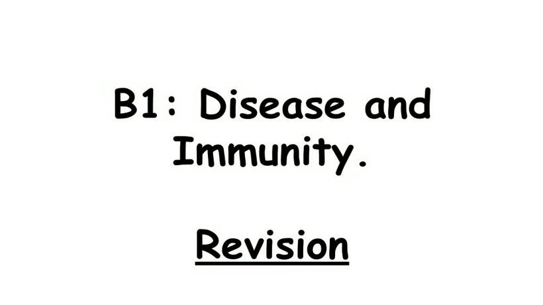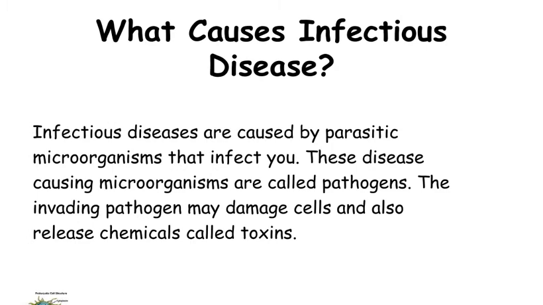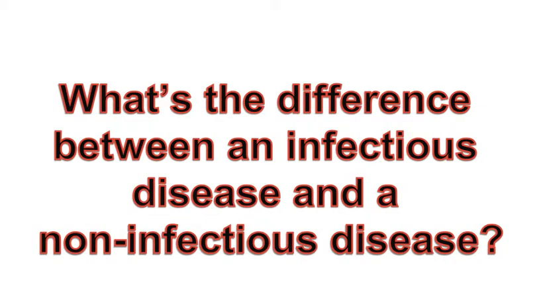This is the revision video for B1, disease and immunity. Infectious diseases are caused by parasitic microorganisms that infect you. These disease-causing microorganisms are called pathogens. The invading pathogen may damage cells and also release chemicals called toxins.